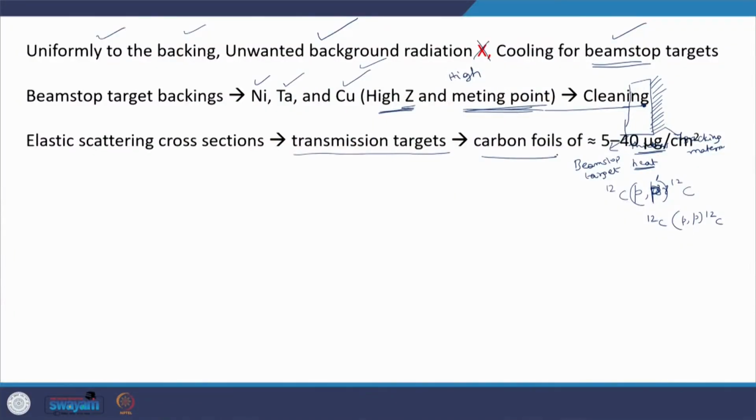So, we will go for the transmission targets, and whenever we use transmission targets, the backing material that we normally prefer is carbon foils, whose thickness, for convenience I am writing here, is 5 to 40 micrograms per centimeter square. You can always divide by the density of carbon and get it in terms of centimeter. Normally thickness can be expressed as mass per area. Sometimes you can express it in terms of energy, like in one of the examples I discussed, keV, that is the energy loss of the projectile in the target. So, there are various means by which the thickness of the target or backing material is defined.